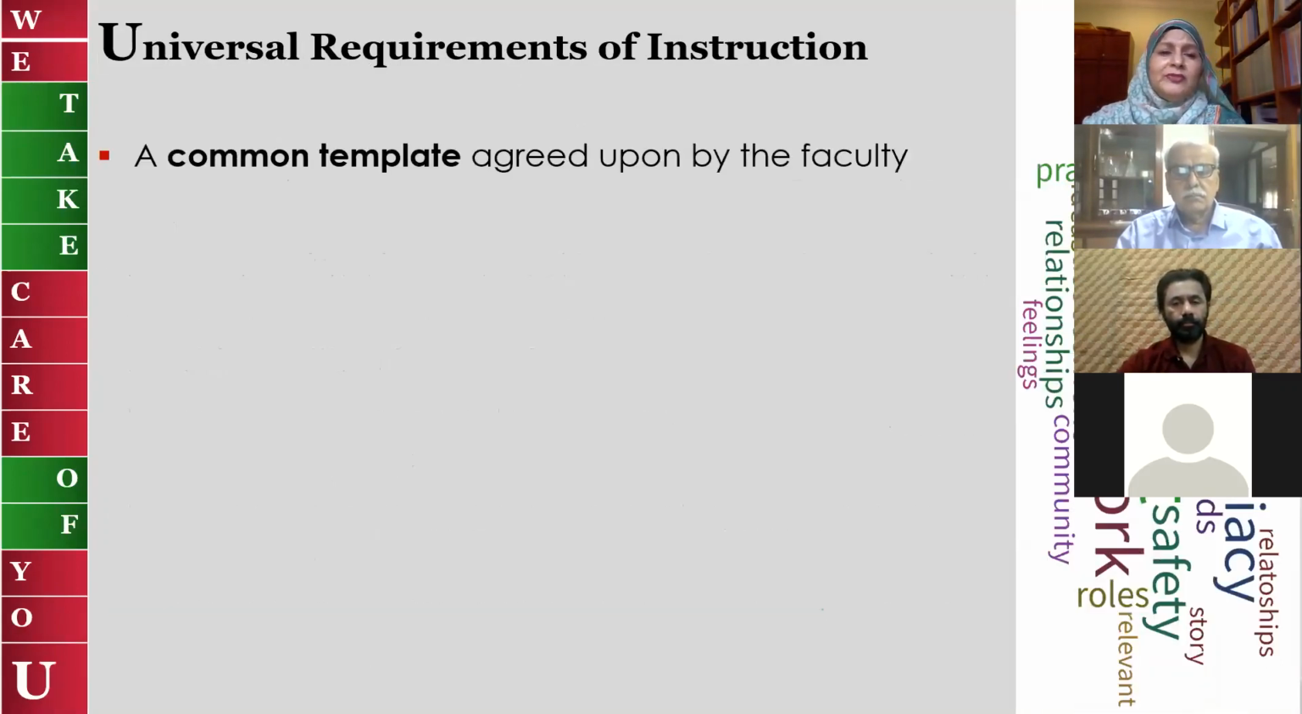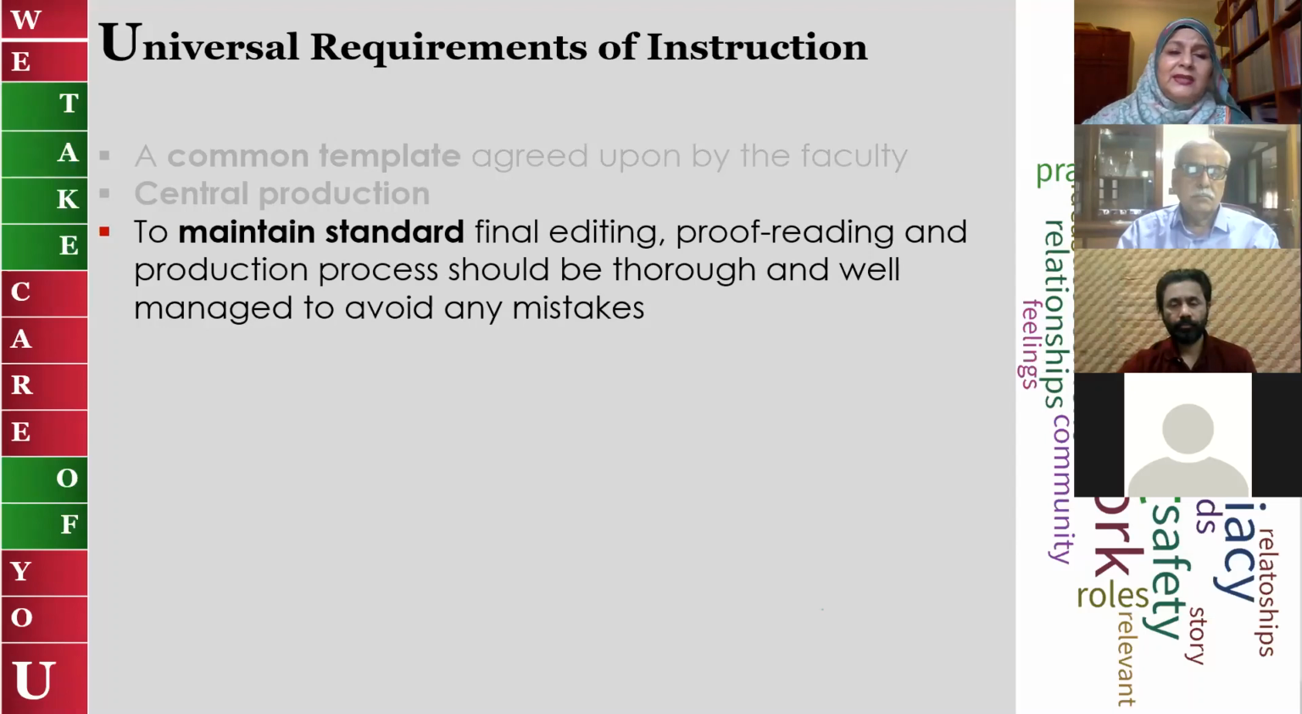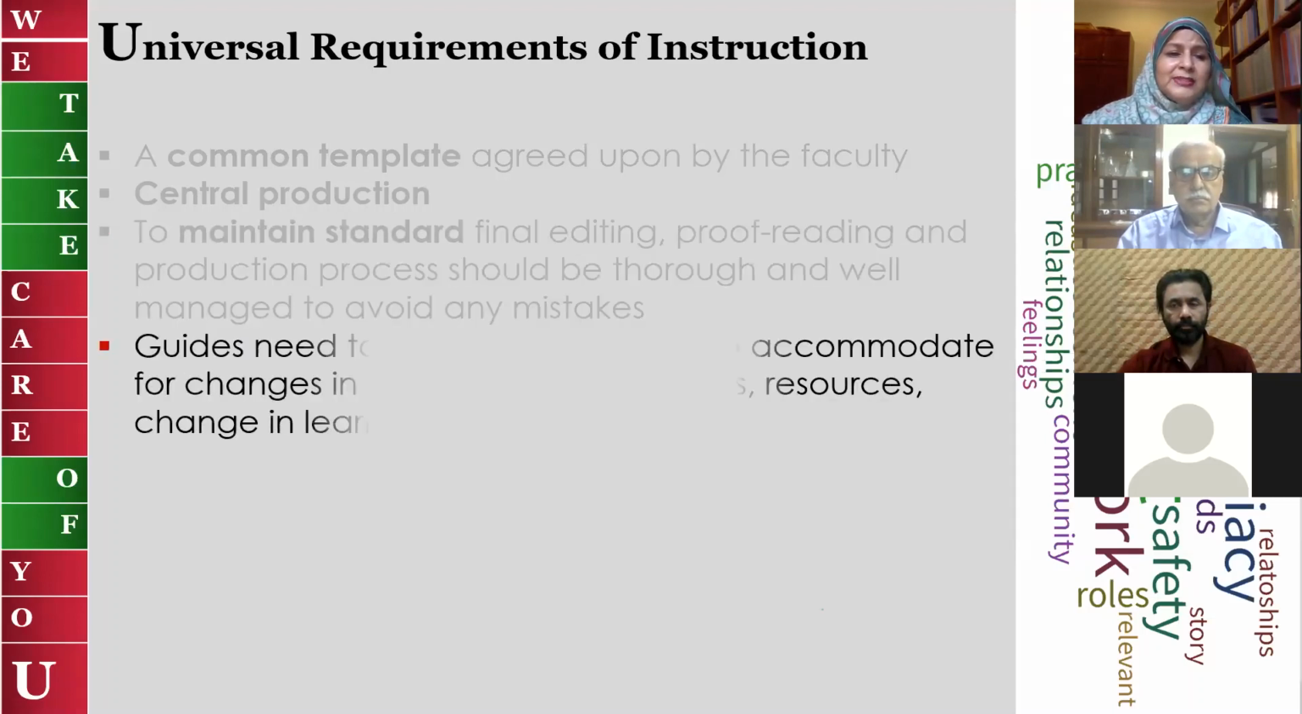The universal requirement of instruction is that a common template should be used, which is agreed by the faculty. Every time we change the template of the guidebook, the students might get very confused with that one, and they will lose interest in it. It should be a central production. Not everybody is capable of producing a guidebook by himself or herself. So this is a group activity in which a number of lecturers should be involved, and the guidebook printing is done by the specialized departments. To maintain standards, final editing, proofreading, and the production process should be thorough and well managed to avoid any mistakes.